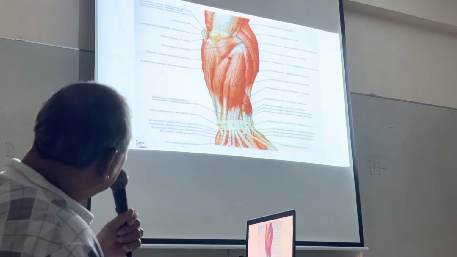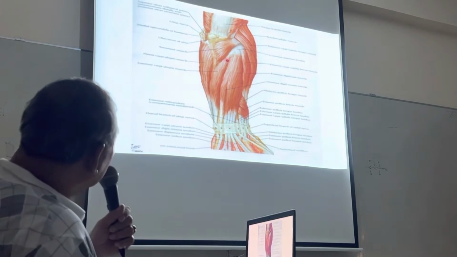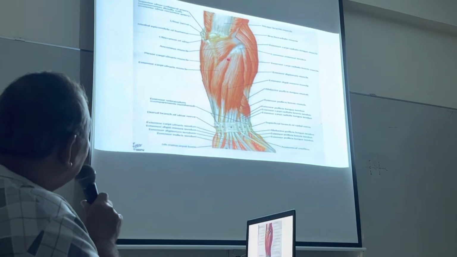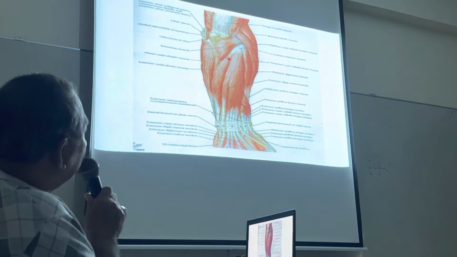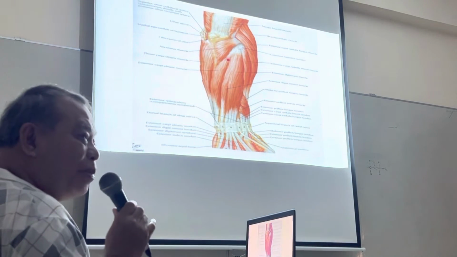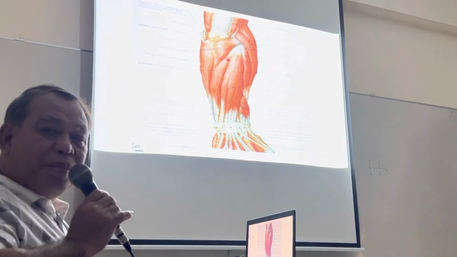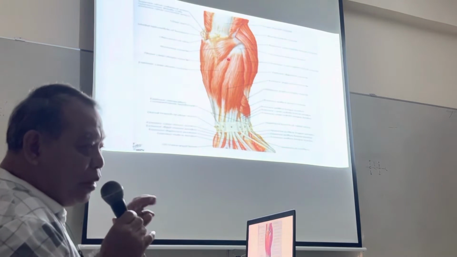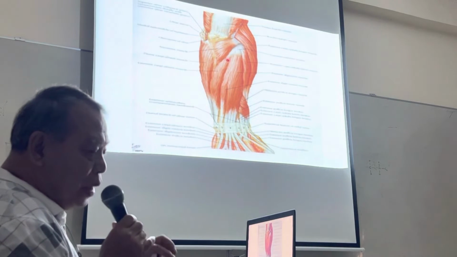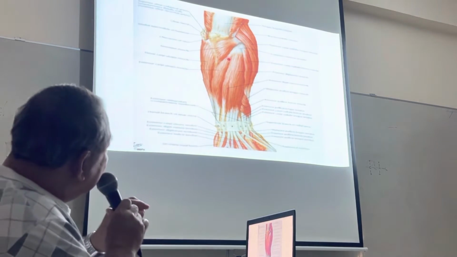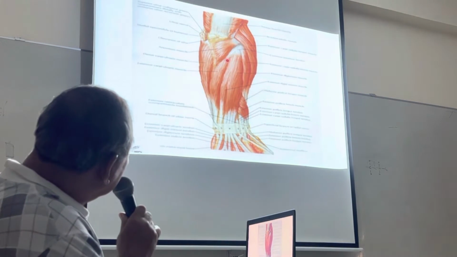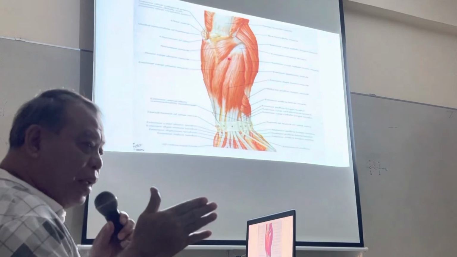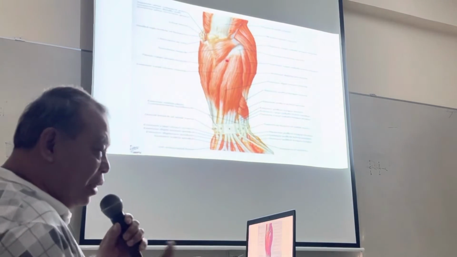Then you have the extensor carpi radialis longus muscle. Take note also of the action. So it's extensor, so it will extend. Carpi. When you encounter the term carpi, what does it mean? Carpal or metacarpal. It means this muscle will be inserted either in the carpal or the metacarpal. So it will extend. And then the third term is radialis. Radialis means it would be on the lateral side. That's why radial is located lateral.